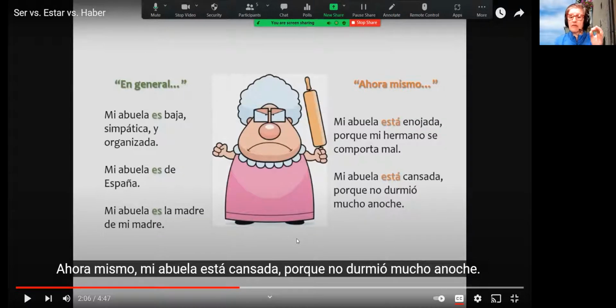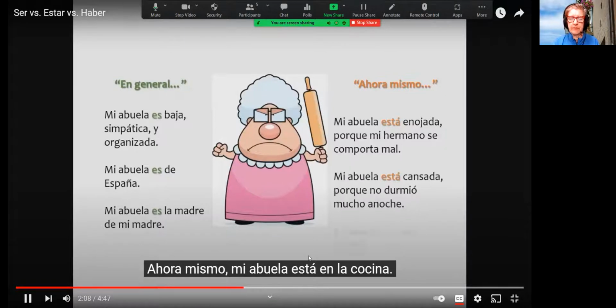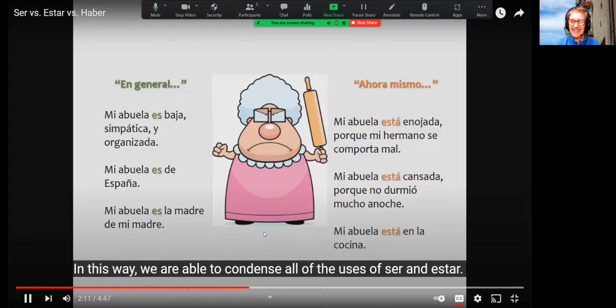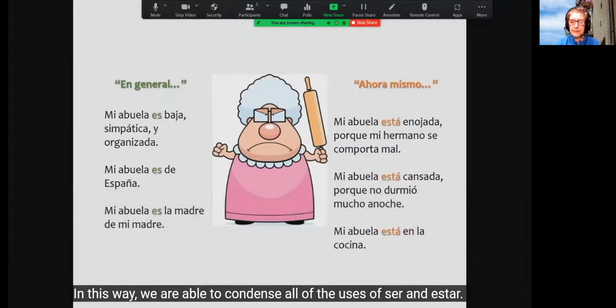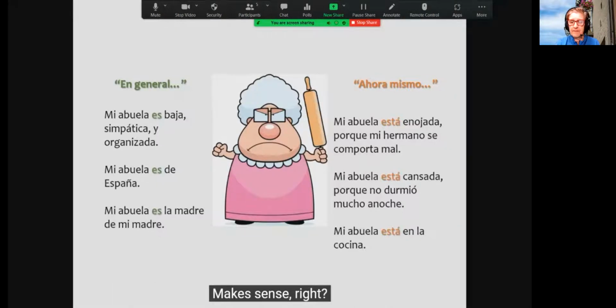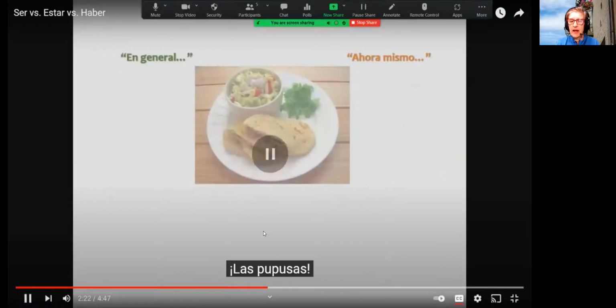She did not sleep, because is the porque word. Porque no durmió, because she did not sleep mucho. She didn't sleep much last night, anoche. Ahora mismo mi abuela está en la cocina. Mi abuela está en la cocina. My grandma is in the kitchen. In the kitchen is a location. Está en la cocina. So how she feels, where she is. For how you feel or where you are, always use the verb estar. In this way, we are able to condense all of these uses of ser and estar. Makes sense, right? Let's try another one. Now, we're going to show you some things that might sound a little tricky to you.